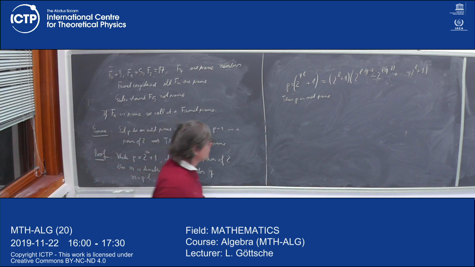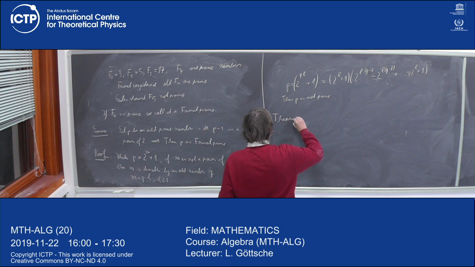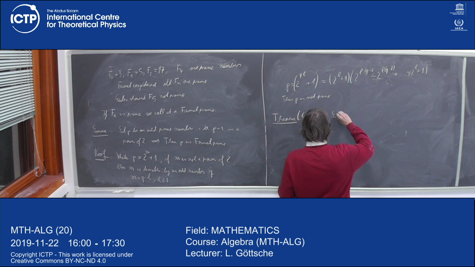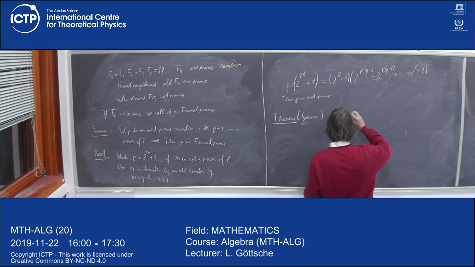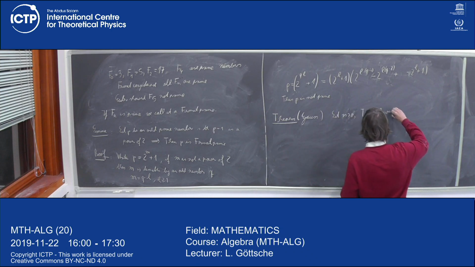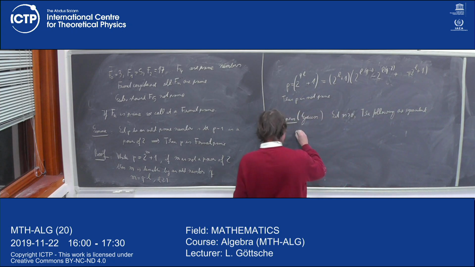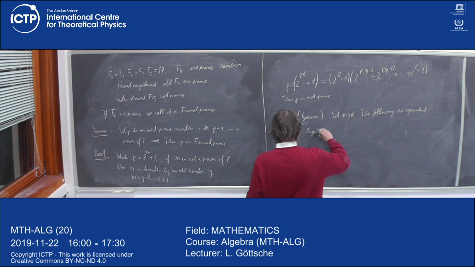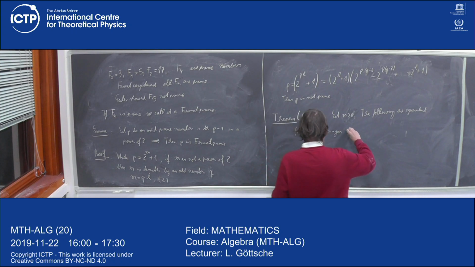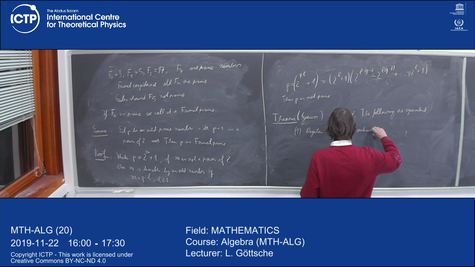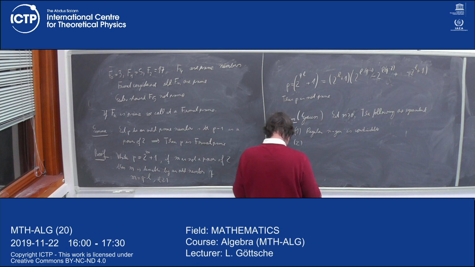Let n be some positive integer. The following are equivalent. First, the regular n-gon is constructible. The second one is, if I take the Euler phi function of n, this is a power of 2.